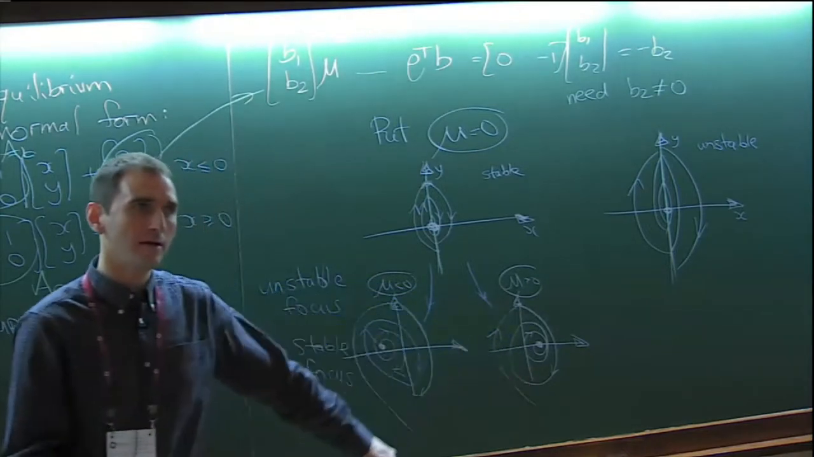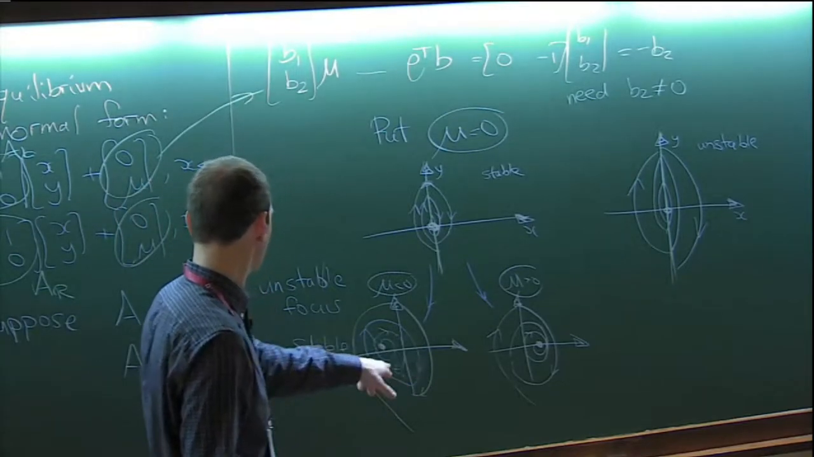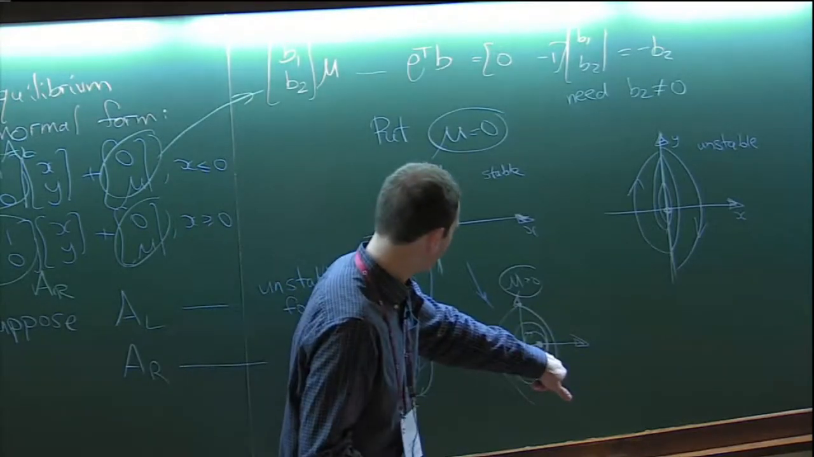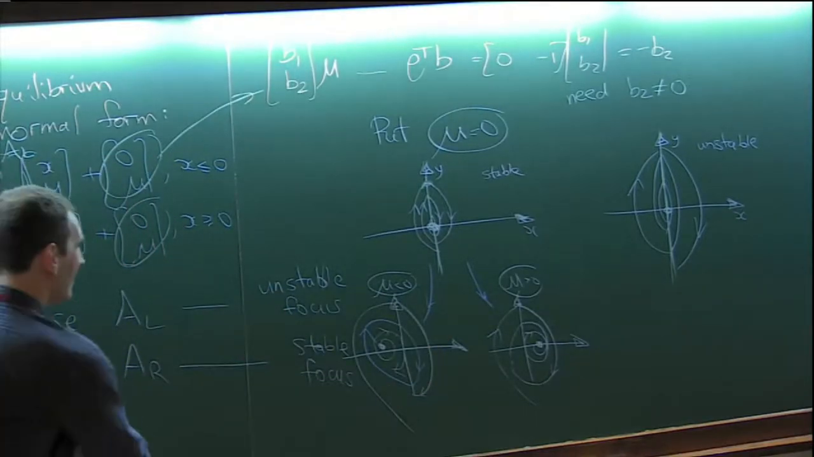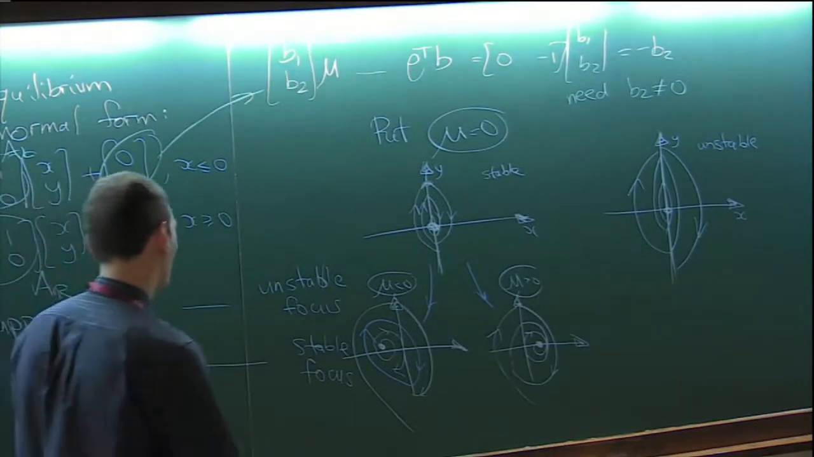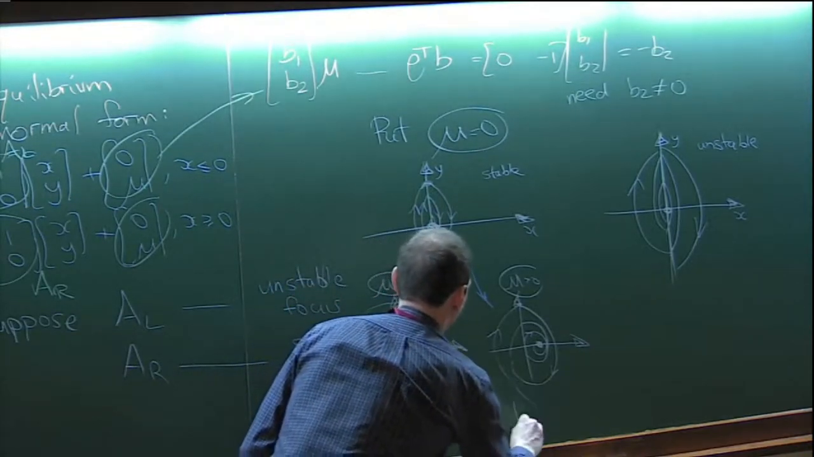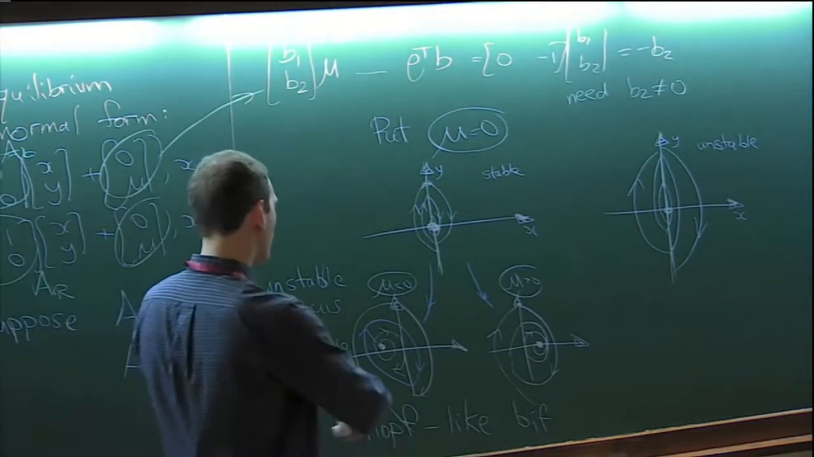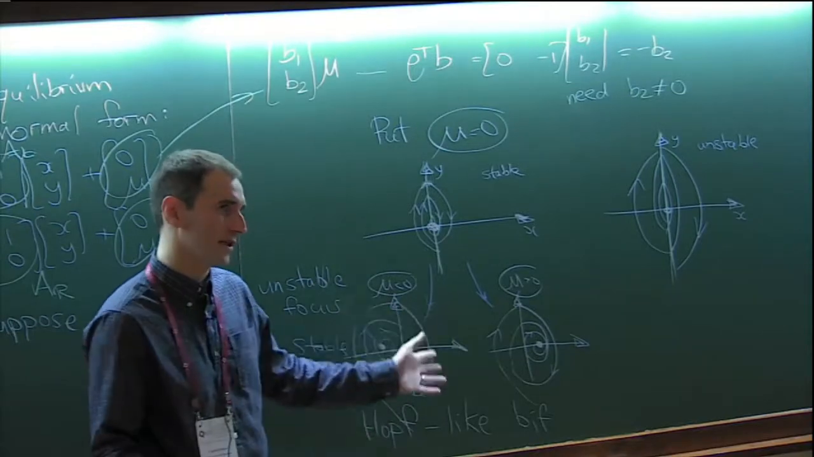Okay, so what I've drawn here looks very much like a Hopf bifurcation, right? You've got an equilibrium. Perhaps we'll go from the right to the left, we'll kind of go backwards. You've got a stable focus changing to an unstable focus, and you get a limit cycle being created. It's like a Hopf bifurcation. I'll call it a Hopf-like bifurcation. It has some important differences to a classical Hopf bifurcation.